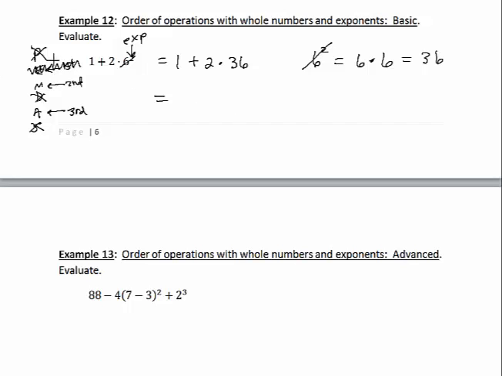I finished the first step. Second tells me that I want to do multiplication, and that is 2 times 36. So what do we get there? 72. Yeah, 2 times 36 is 72. And then finally, we've finished multiplication, and now we add: 1 plus 72 is 73.